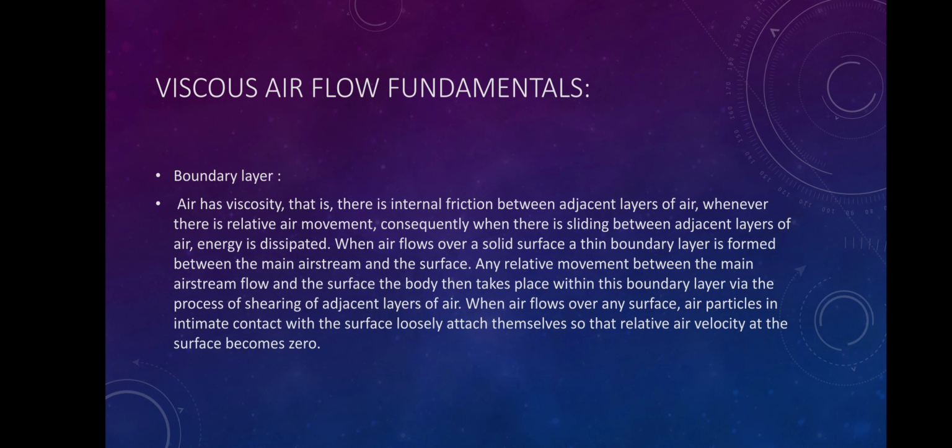Viscous airflow fundamentals. Boundary layer. Air has viscosity, that is, there is internal friction between adjacent layers of air whenever there is relative air movement. Consequently, when there is sliding between adjacent layers of air, energy is dissipated. When air flows over a solid surface, a thin boundary layer is formed between the main airstream and the surface. Any relative movement between the main airstream flow and the surface of the body then takes place within this boundary layer via the process of shearing of adjacent layers of air.